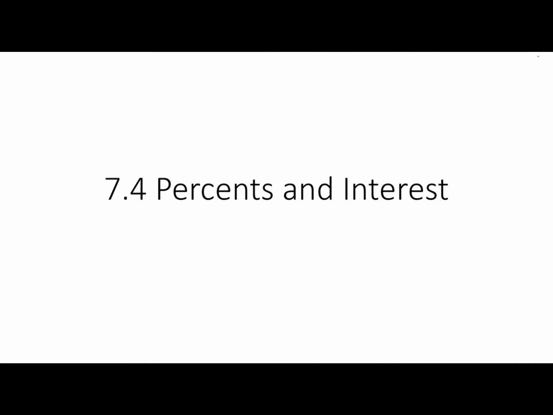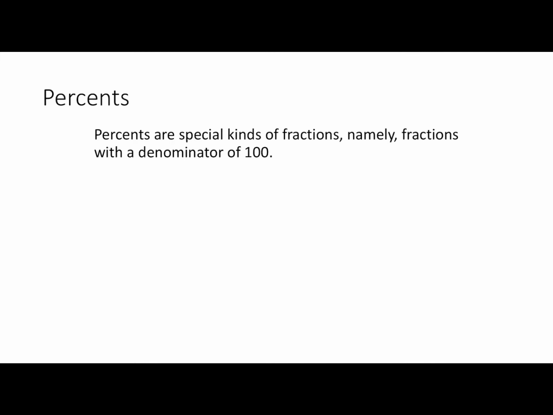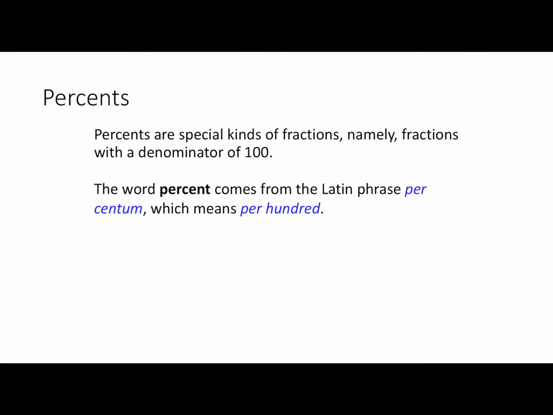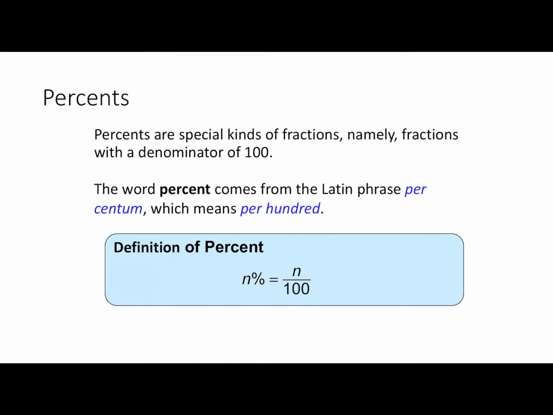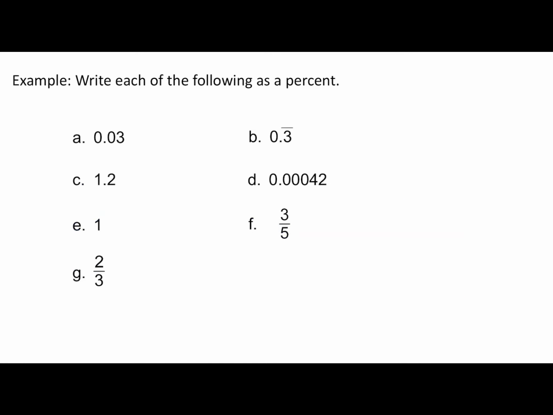Section 7.4, percents and interest. So percents are special kinds of fractions, namely fractions that have a denominator of 100. That word percent comes from the Latin phrase per centum, which means per hundred. And so we translate n% to mean n over 100. So let's practice converting to percent.